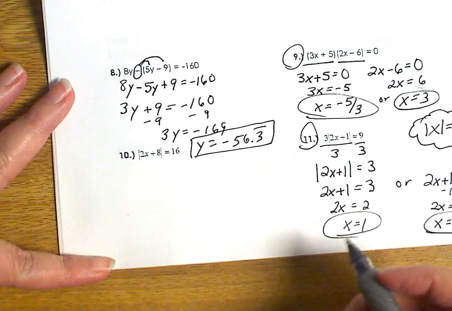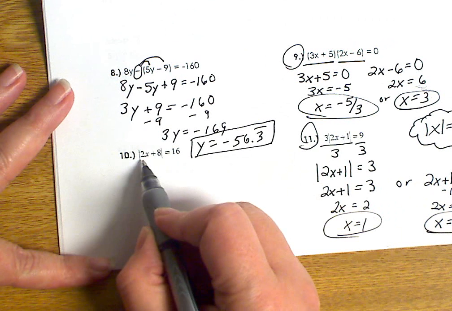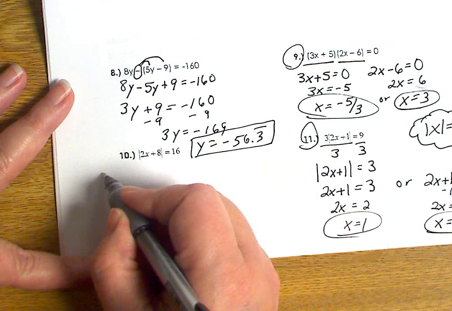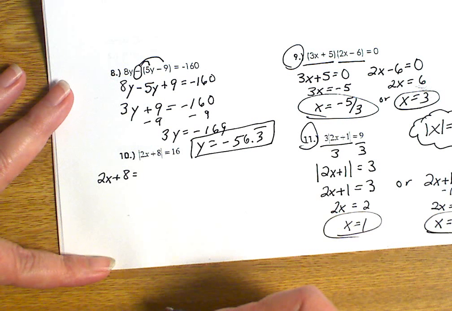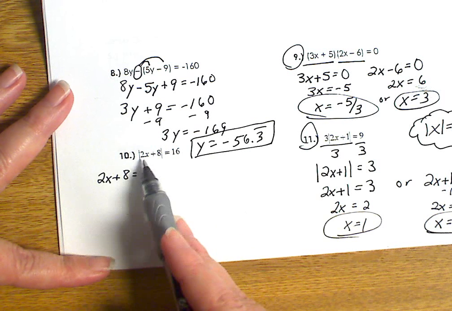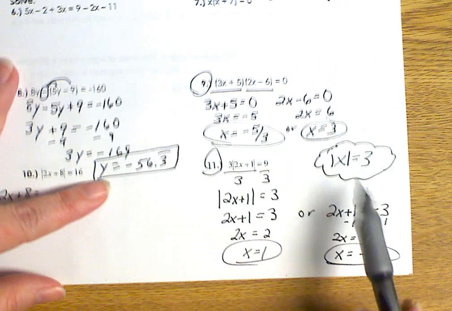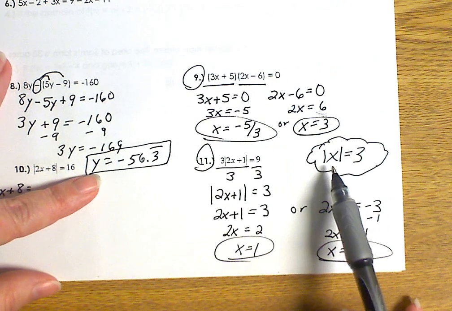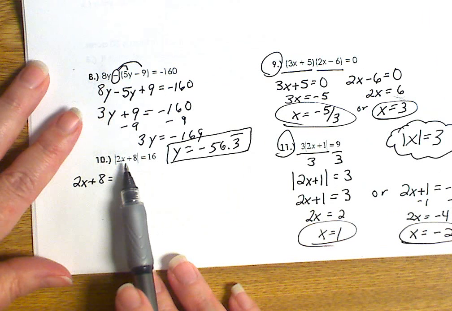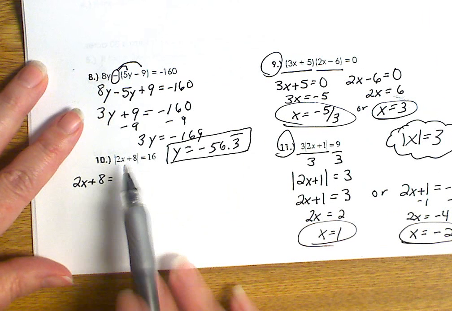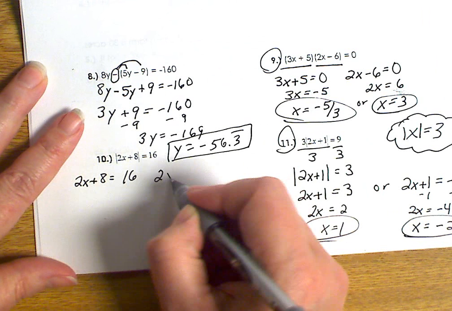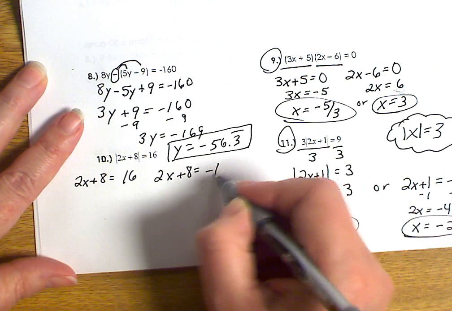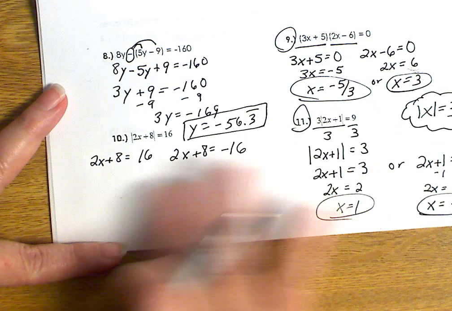I know you guys want me to do 10, so I want you guys to think about, on 10, what you have to set it equal to. 2x plus 8 equals... Yep, we are solving for 10, but it has an absolute value sign, so you have to think of your bubble and what could be in there. It could be 16, or it could have been negative 16. So 2x plus 8 is 16, or 2x plus 8 is equal to a negative 16. So you have to make sure you're doing both of those.